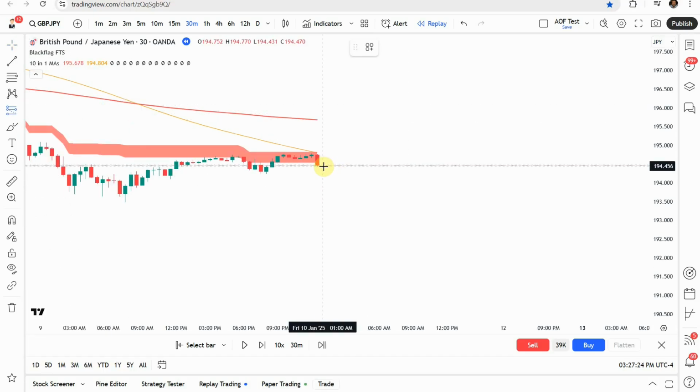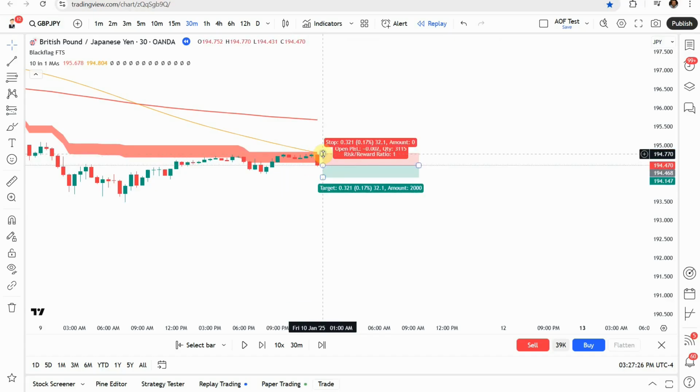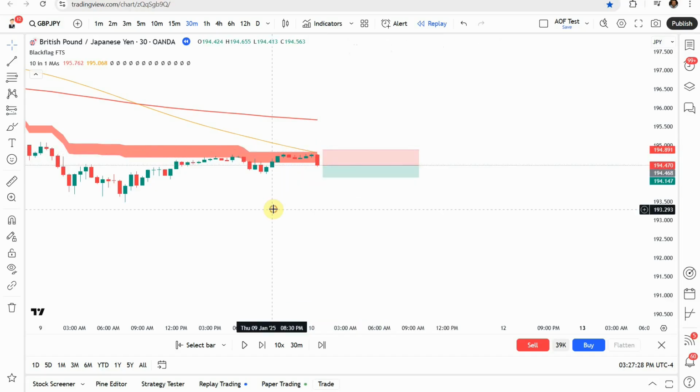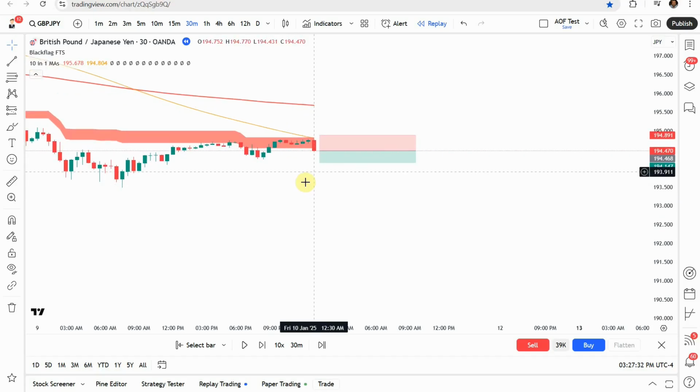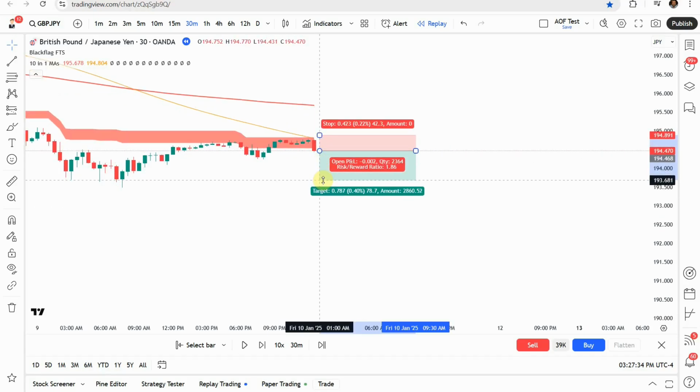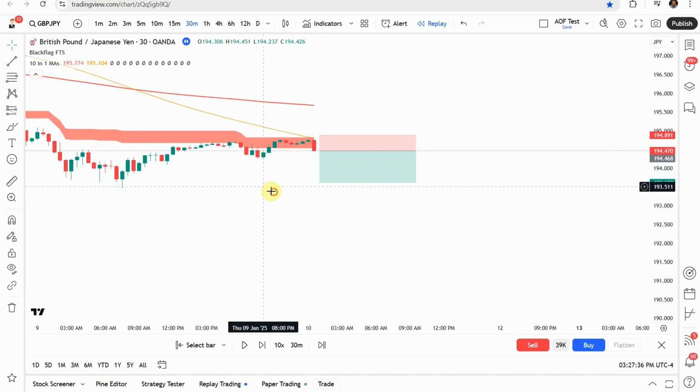We'll put our trade right here. We'll put our stop just right above the Black Flag cloud right here, and we are going to target a 1 to 2 risk reward just like so. Let's play this forward and see how it plays out.